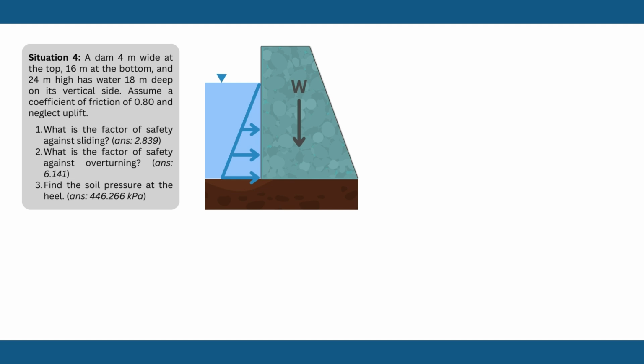Assume a coefficient of friction of 0.8 and neglect uplift in answering the following questions. What is the factor of safety against sliding? What is the factor of safety against overturning? And find the soil pressure at the heel.